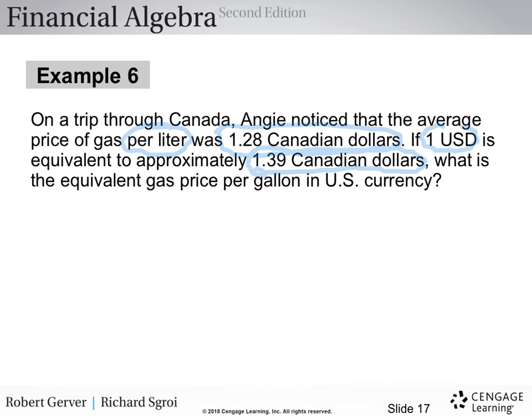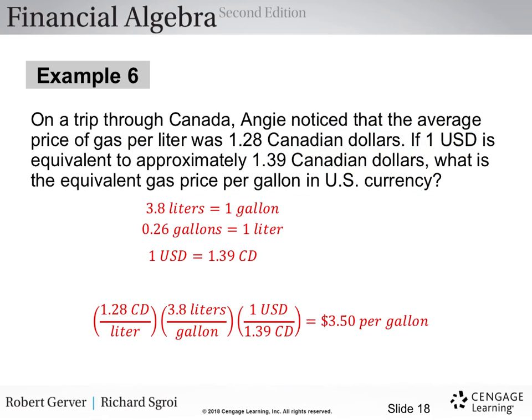What is the equivalent price per gallon in U.S. currency? All right, so let's see what this comes out to be. Well, first of all, I know that 3.8 liters is equal to 1 gallon. The way I remember it is a liter is approximately equal to a quart, okay? It's not exact, but it's approximately, because normally we'd have 4 quarts in a gallon. Well, there's 3.8 liters in a gallon. And if I turn it around the other way, 0.26 gallons, or in other words, a little more than a quarter of a gallon, is equal to a liter.